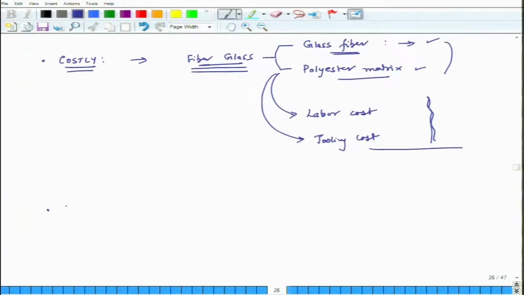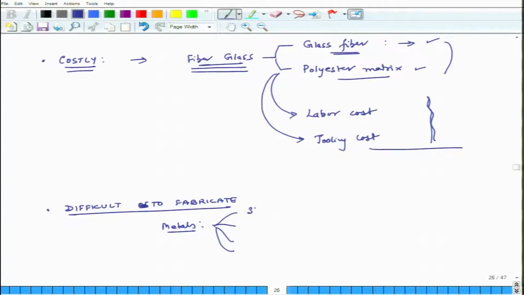Another limitation of composite materials is that they are difficult to fabricate. So, how do we fabricate regular materials? For instance, in metals, over the last several hundred years, people have figured out very smart ways to use metals in different shapes and sizes.